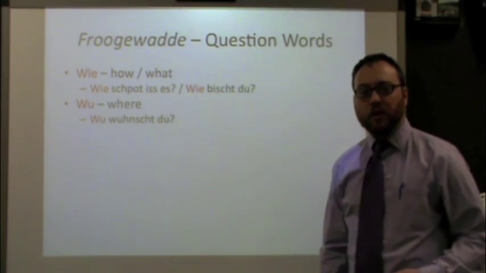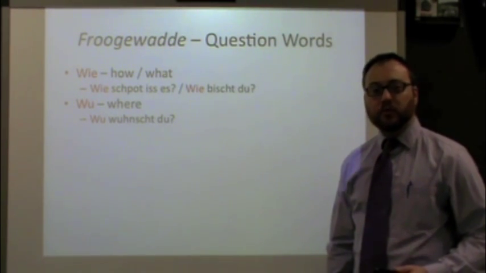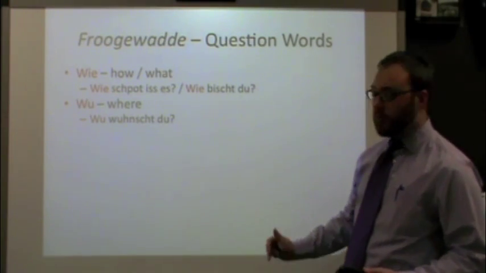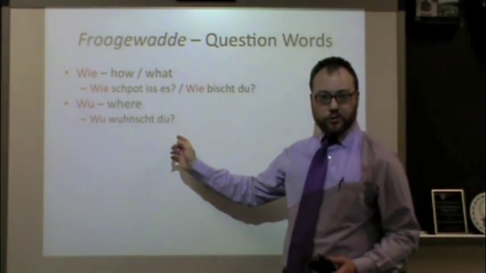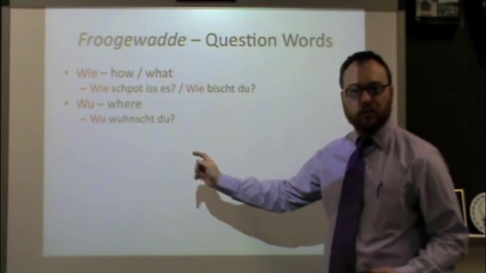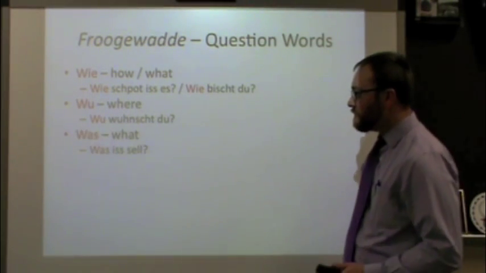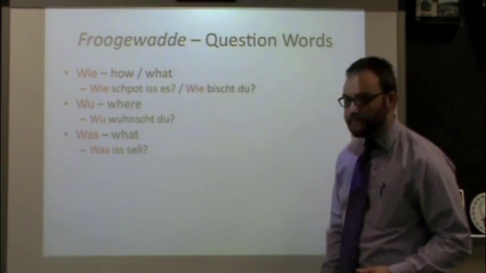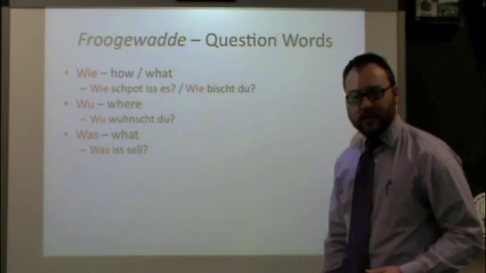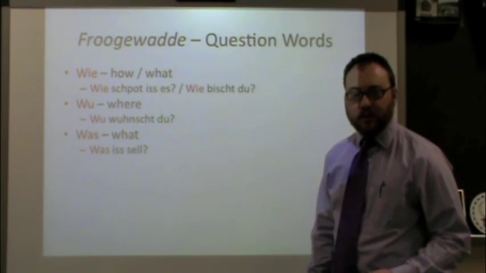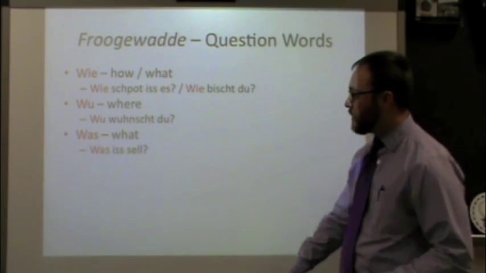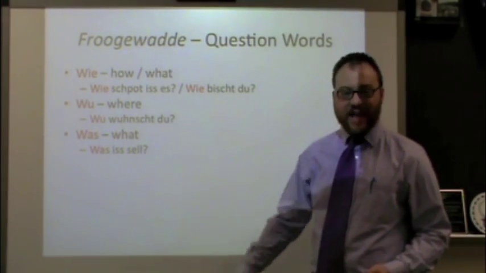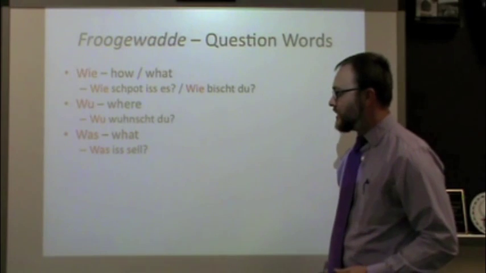The second question word is another one we've used already. Wo. Where? We learned it earlier. Wo wohnst du? Where do you live? Was is what. Was. An example, was ist sell? What is that?